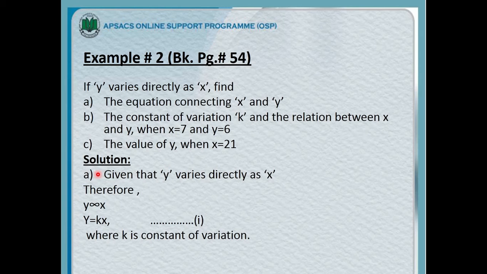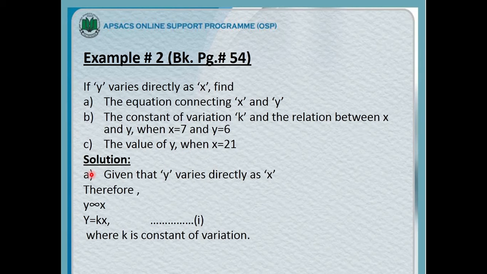Let's discuss example number 2 on book page number 54. In this example, if y varies directly as x, we have to find out an equation that connects x and y. We have to find out the constant of variation k and the relation between x and y when the values of x and y are given. Also, we have to find out the value of y when x is given.